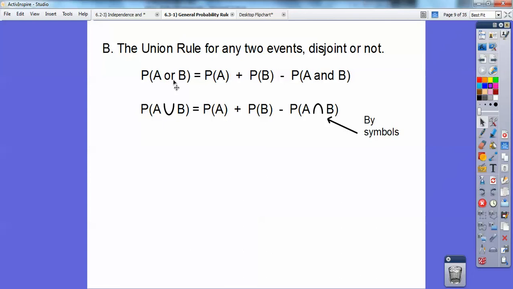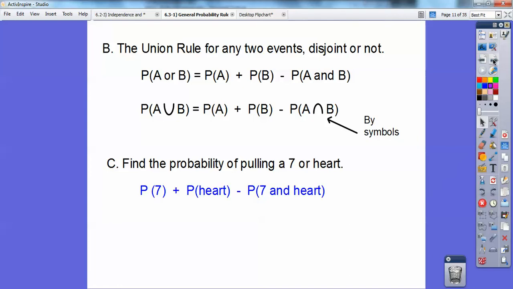You guys remember or has that U sort of thing, and then and has the upside down U right there. So this is all by symbols, this whole line right here. All right, so find the probability of pulling a 7 or a heart. Okay, so now we got to think. Got to get the probability of pulling a 7 plus the probability of pulling a heart minus the probability of pulling a 7 and a heart, because there is one 7 of hearts in there.